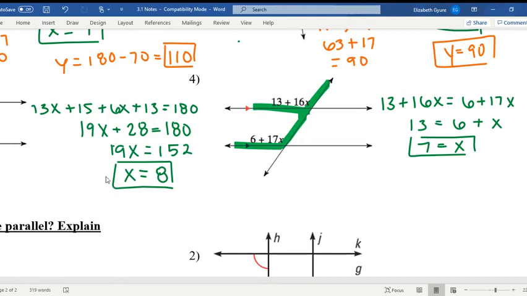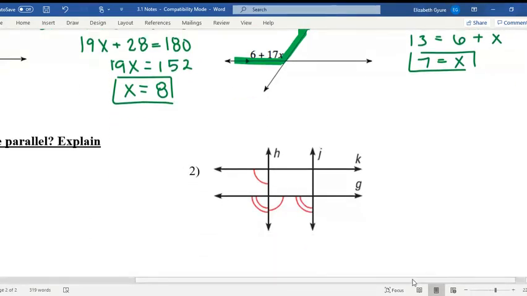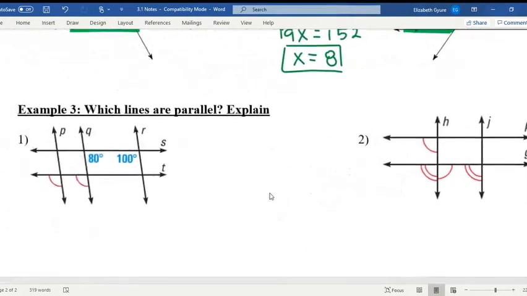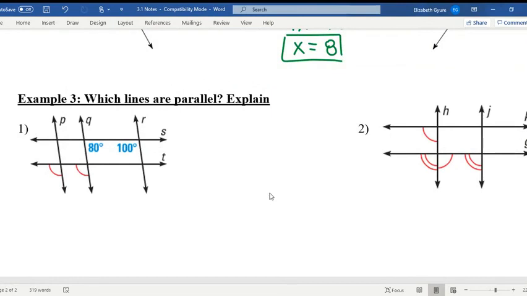And then last thing, and then you'll have the rest of the time to work on your homework, is just determining which lines are parallel. Now, this is kind of like the opposite of what we just did. We had parallel lines, so we knew angles were congruent or supplementary. Now we're going to have to see, are any angles congruent or supplementary? And if they are, which lines do they make parallel?